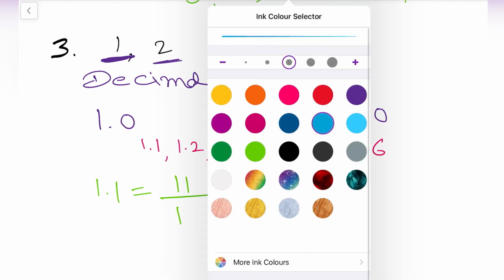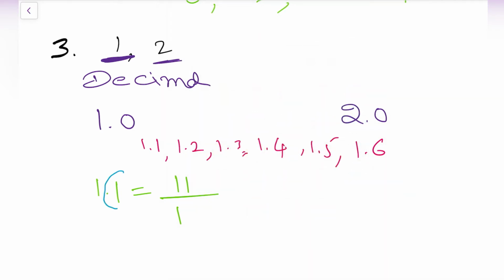Now after the decimal, how many digits are there in the question? After the decimal, only one digit is there, so keep 10 in the denominator. 1.1 is nothing but 11 divided by 10. Next, we have 1.2. 1.2 is nothing but 12 divided by 10.